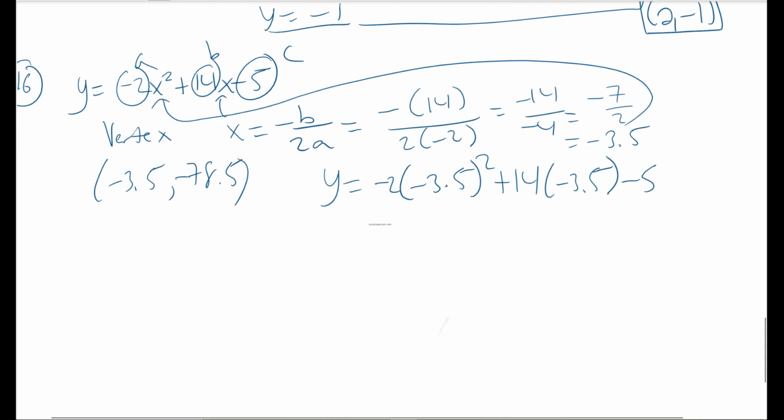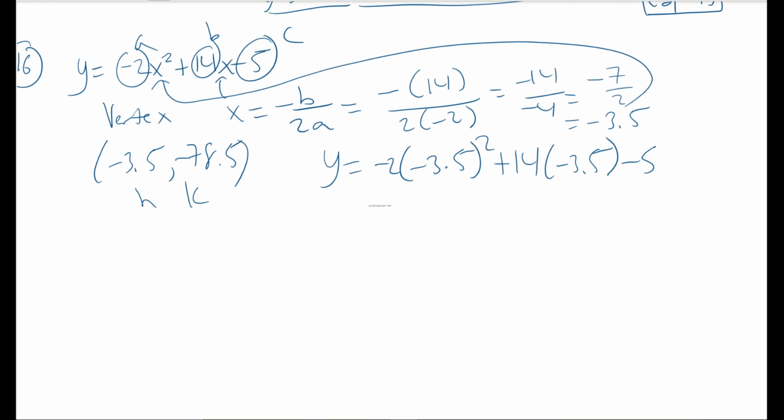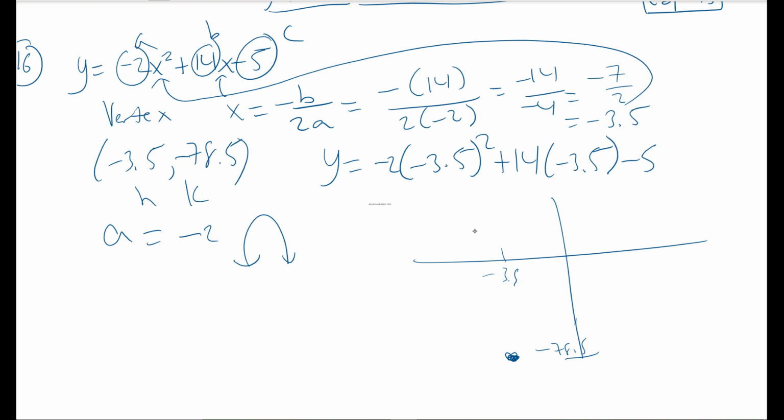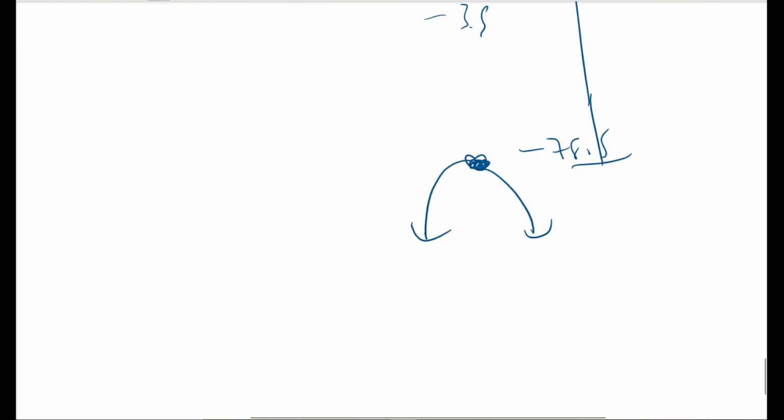So that means that we have our h and k. Now if we look, a is negative, because it's negative 2. If it's negative, that means the parabola is flipped down. If we were to graph this, we would have negative 3.5, and then all the way down is negative 78.5, and then it's flipped down. So this means that we have a maximum. If you look at this graph, we have a maximum that is equal to negative 78.5. That's the top part of our graph.